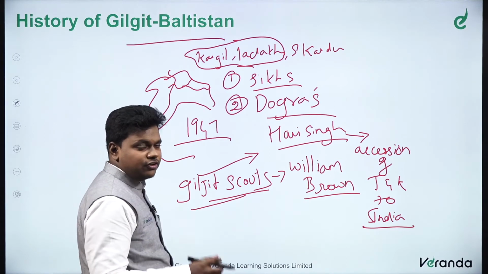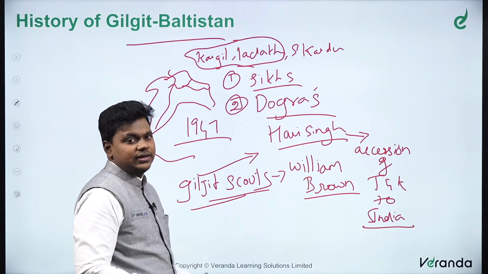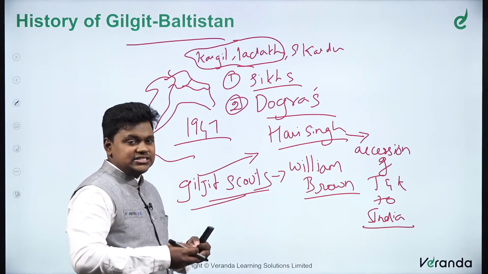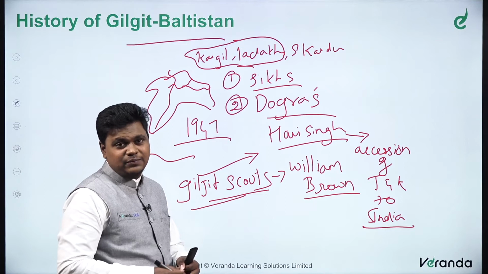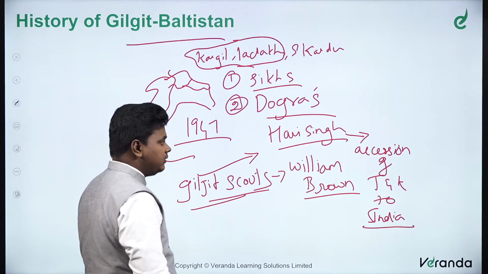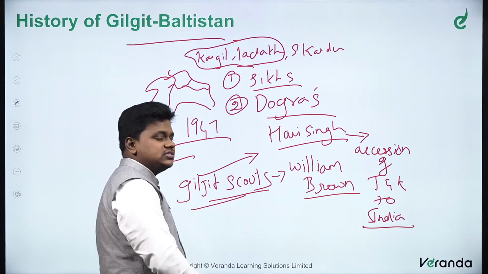Because of that, from that day itself, Gilgit remained a part of Pakistan, whereas India was claiming Gilgit as its own, and Pakistan is claiming the entire Kashmir Valley as its own. So that is the thing which is happening. That is the brief history about Gilgit-Baltistan.